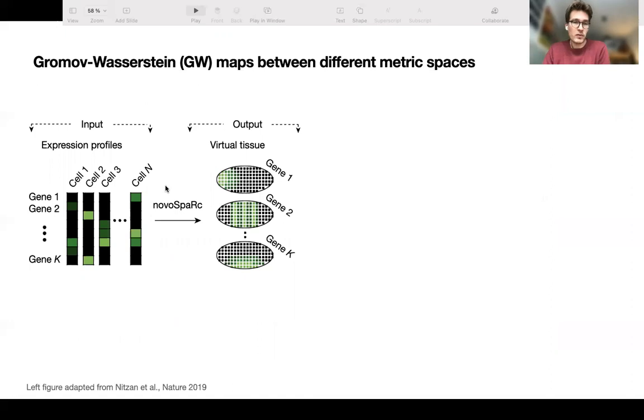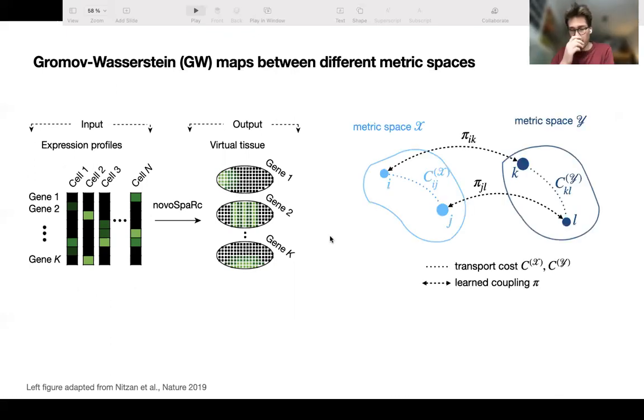This example comes from a paper from Mornitsan, where they were interested in mapping cells from gene expression space to physical space. So given just gene expression profiles, what's the likely arrangement of these cells in my physical space? The way you can do that is with this Gromov-Wasserstein optimal transport. You say you have two metric spaces. This metric space X would be gene expression in this case. Y would be your tissue space. So it would be Euclidean space usually.